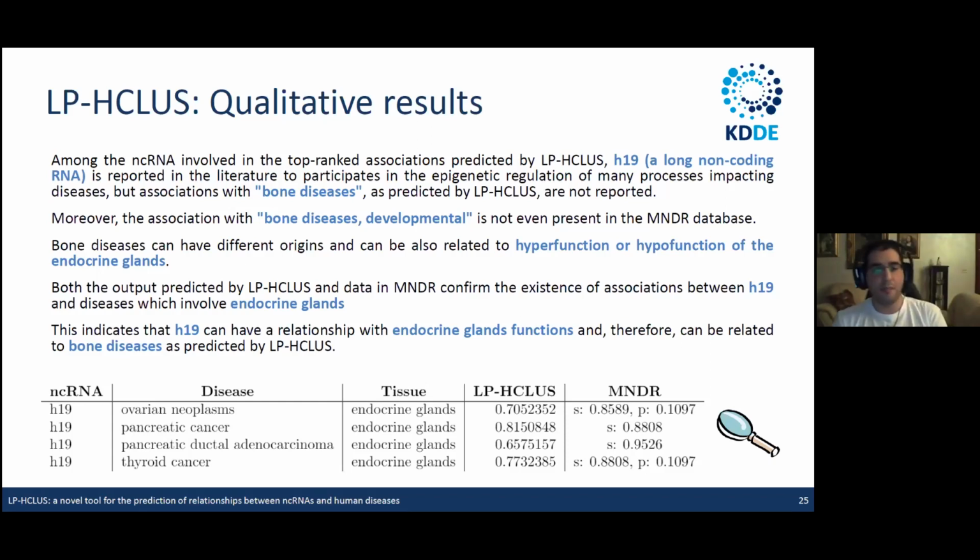Bone diseases can have different origins and can originate also from the hyperfunction and the hypofunction of endocrine glands. But the output of LP-HCLUS and data in MNDR confirm the existence of association between H19 and diseases of the endocrine glands, as you can see from these images. This indicates that H19 can have a relationship with the endocrine glands function and therefore can have a relationship with bone disease. This finding is only an example of how the ability of LP-HCLUS to catch the network autocorrelation phenomena and to exploit information combined by the network structure can help biologists to formulate new hypotheses.